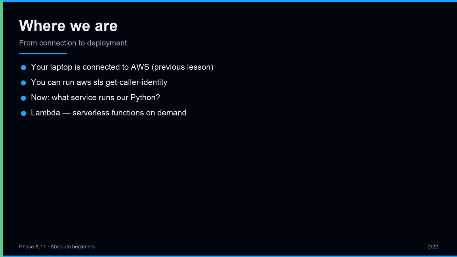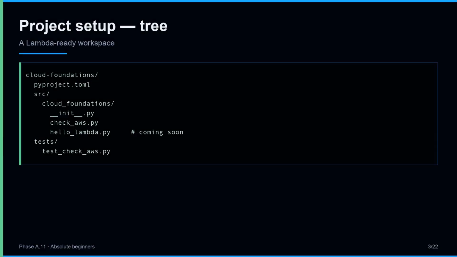The connection is ready. We keep working in the same Cloud Foundations workspace. Over the next few lessons we add a file called hello_lambda.py inside the package. That is where our first Lambda handler will live. For today, you do not need to create it yet. Just know that the structure is ready. One project, one package, and we add handler files as we need them. Keeping all cloud work in one workspace makes it easy to test locally before deploying. A workspace ready for handlers.